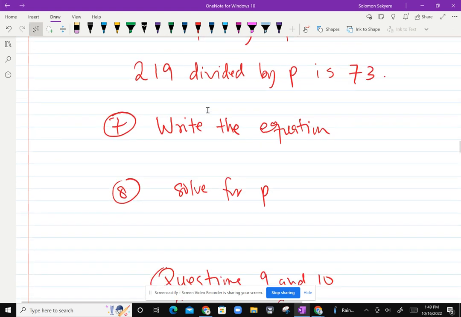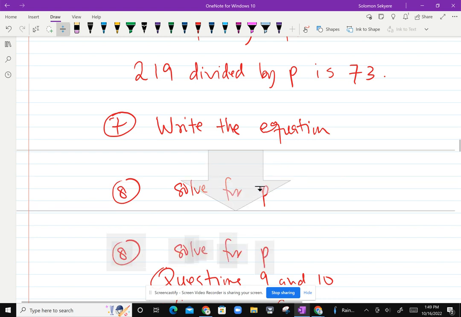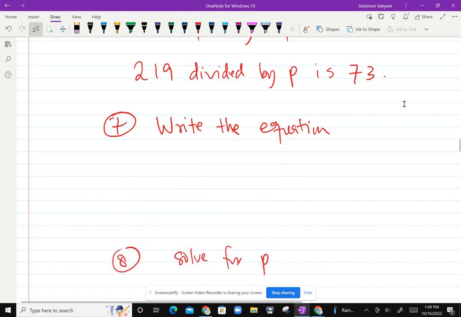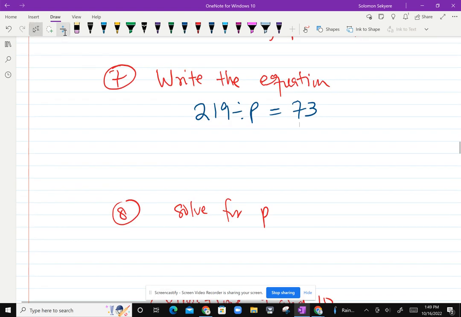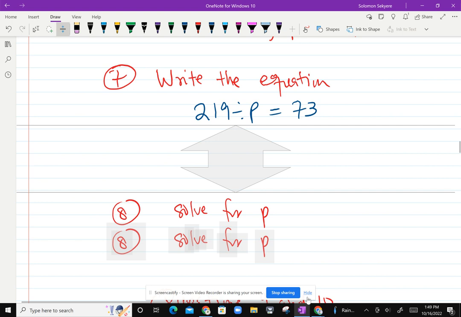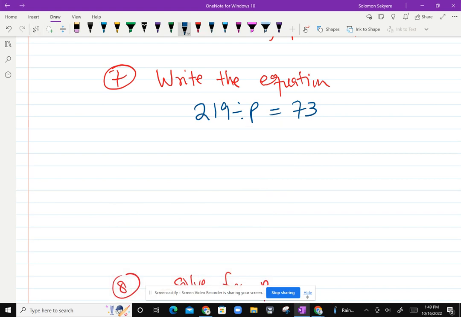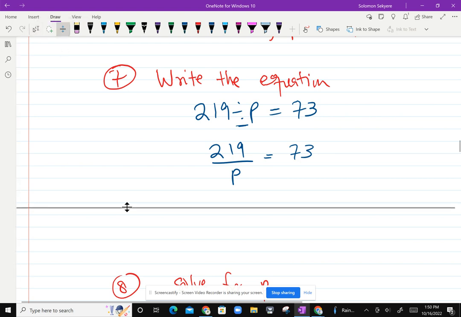Let's do some division and multiplication right here. What if I tell you 219 divided by P is 73? How do you write it? 219 divided by P means 73. How do we do that? In algebra, we're going to write this as 219 over P equals 73. That's what we're going to do. So watch this and learn.